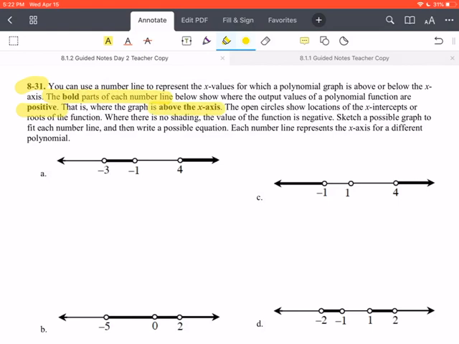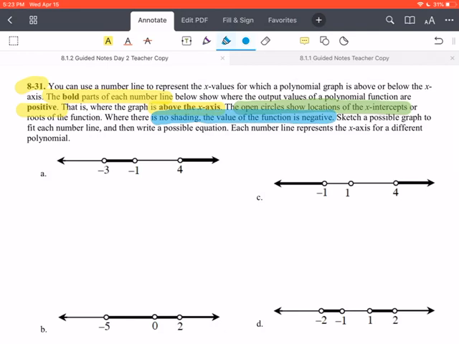Okay, now on the other hand, we need to know that the open circles are representative of the x-intercepts, or we can call those the roots of the function. And then thirdly, where there is no shading, the output, the y value of the function, is negative. Sketch a possible graph to fit each number line, then write a possible equation. So this is two things. We're going to sketch the graph, we're going to write the equation, and we need to keep in mind that each number line represents the x-axis for a different polynomial.